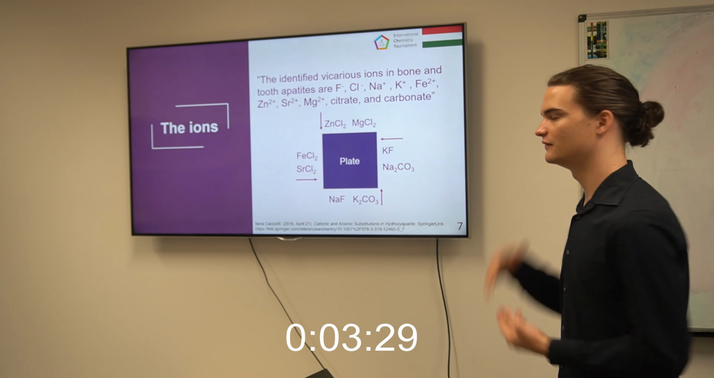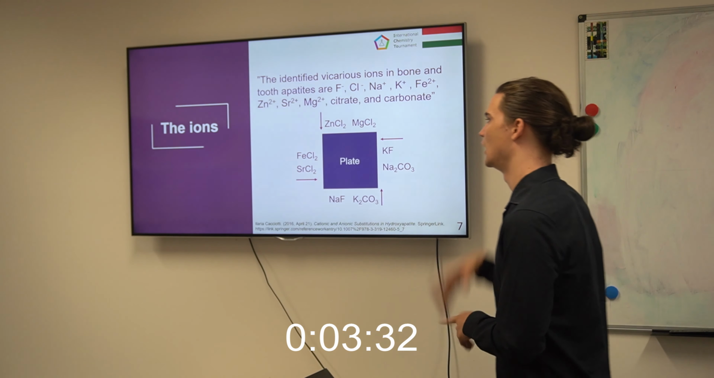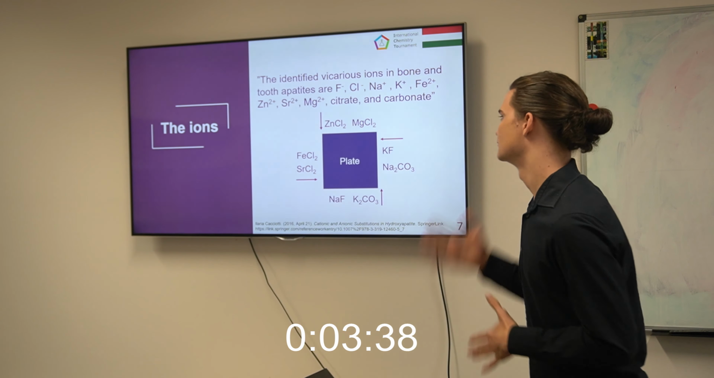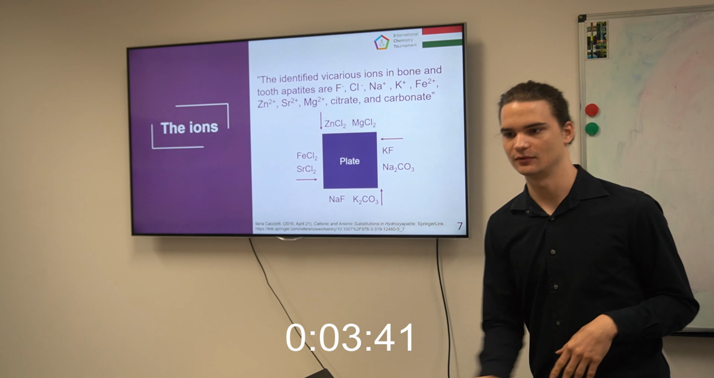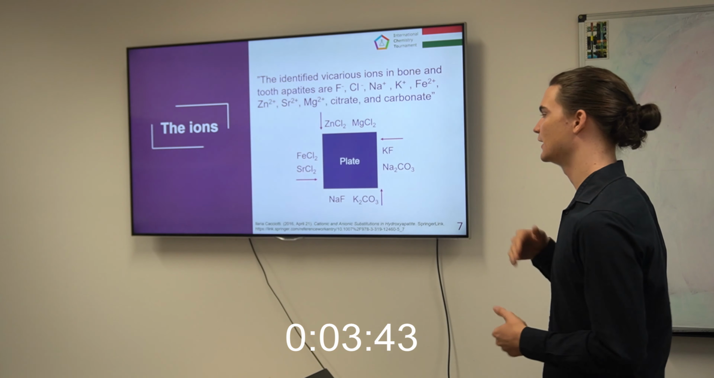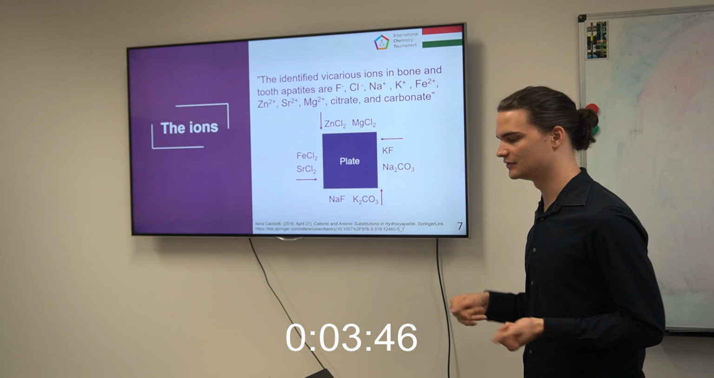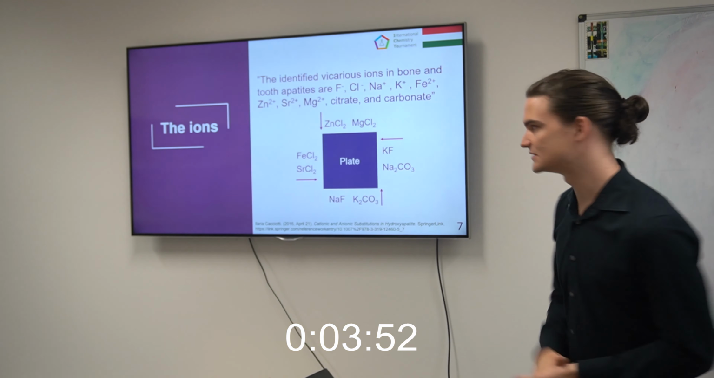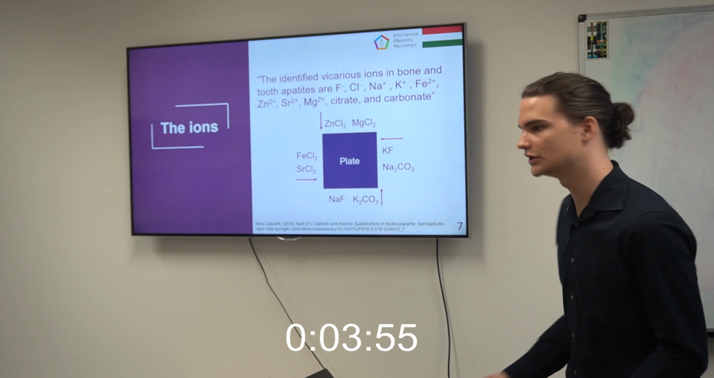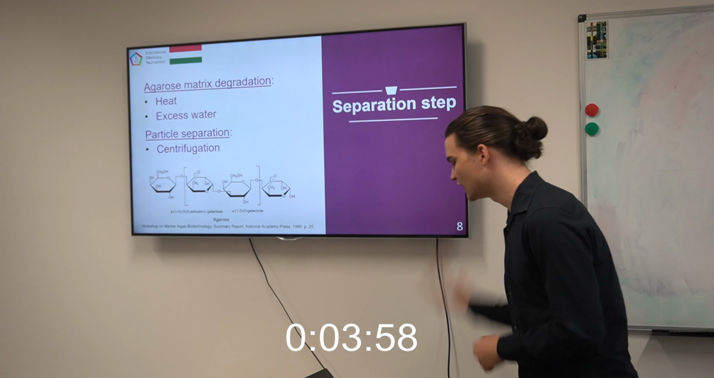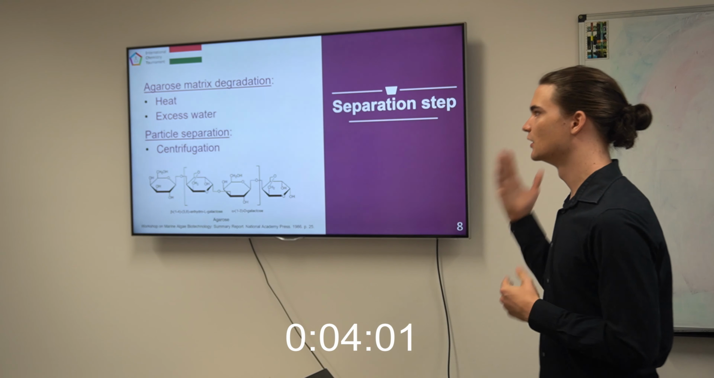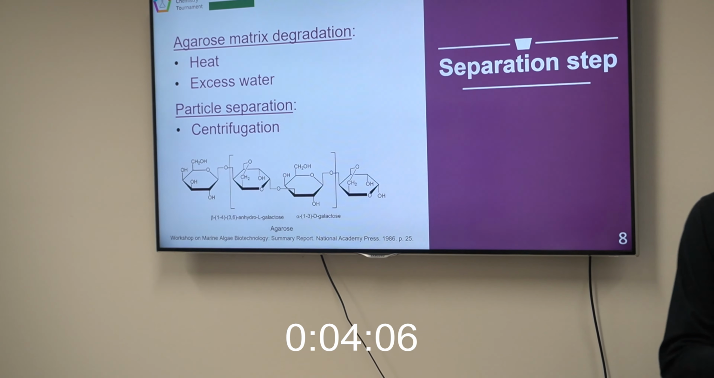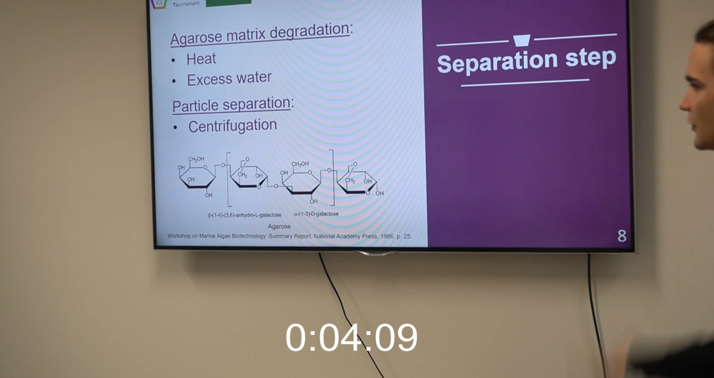And what we have to do is pair them up in a manner that the compounds remain soluble in water, and also choose a direction into which we want to flow the solution through the plate in a manner that the same ions aren't flown directly opposite to one another in subsequent steps, because that would obviously ruin our concentration gradient. And then we have to degrade our agarose matrix using heat and excess water. It's quite a simple step. And after that, we can separate our particles from it using centrifuge.